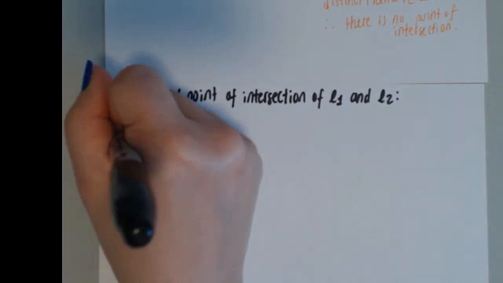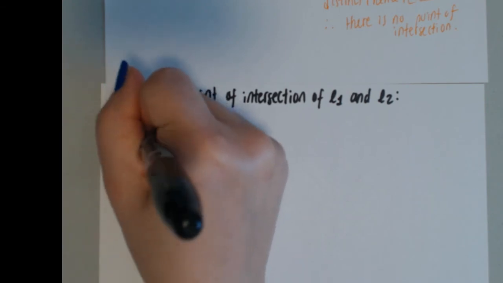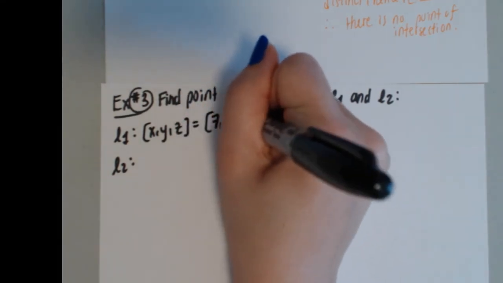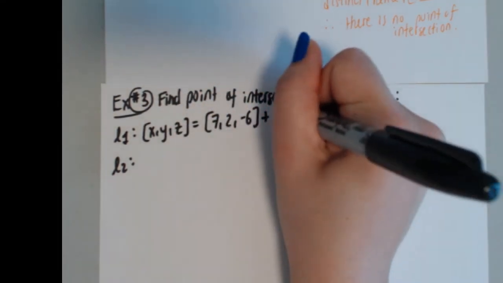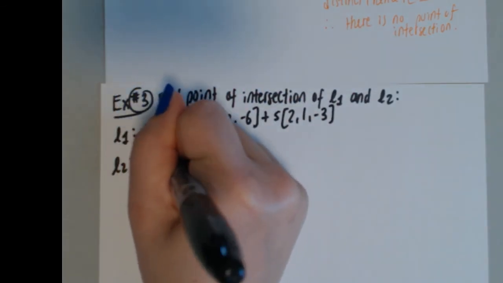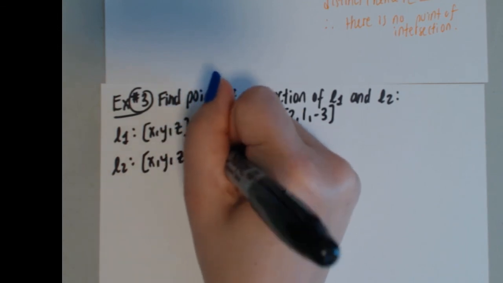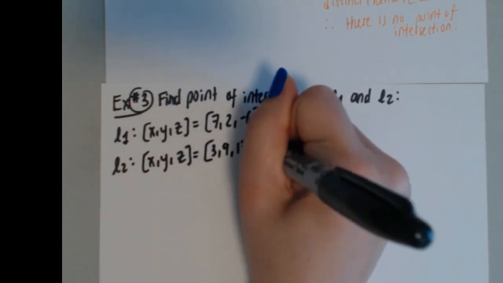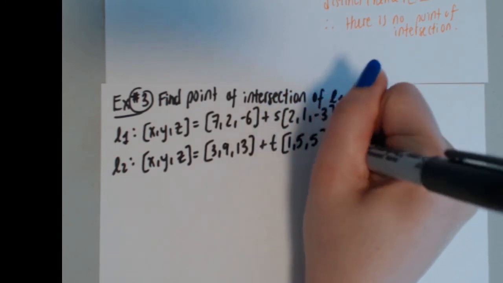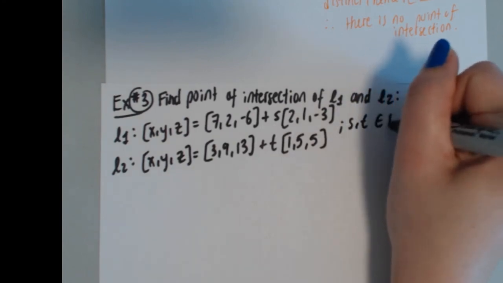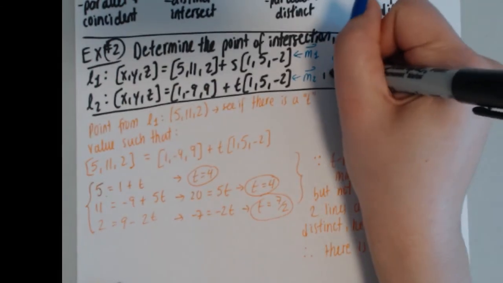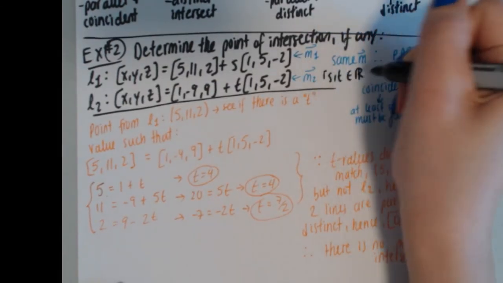All right, L1 and L2. So L1: (x, y, z) = (7, 2, -6) + s(2, 1, -3). And L2: (x, y, z) = (3, 9, 13) + t(1, 5, 5). s, t are an element of the real numbers. I do believe I forgot to write that up here, so let me just fill that in quickly. s, t are an element of the real numbers.